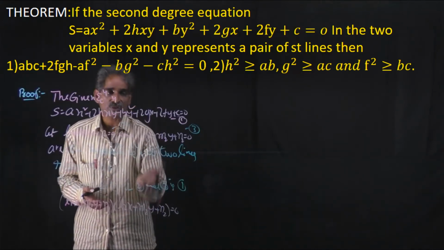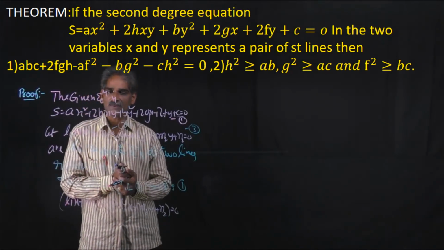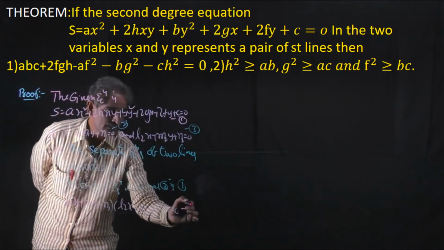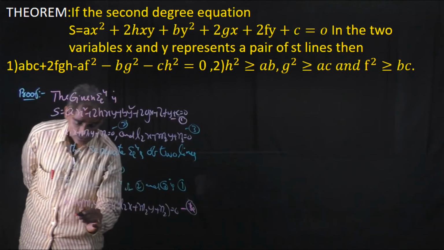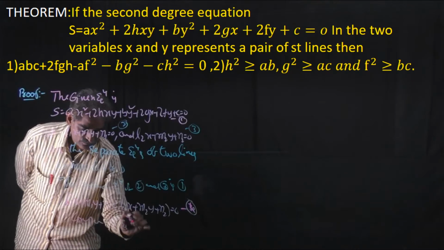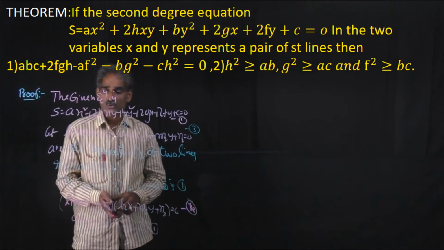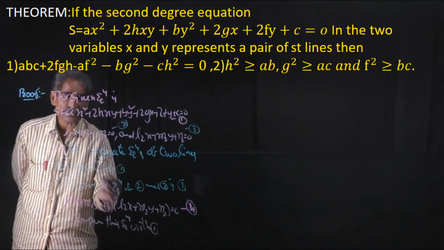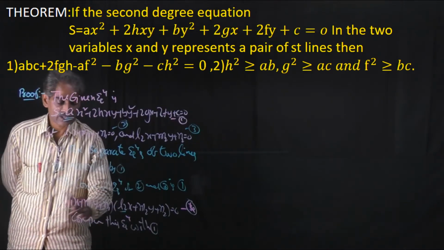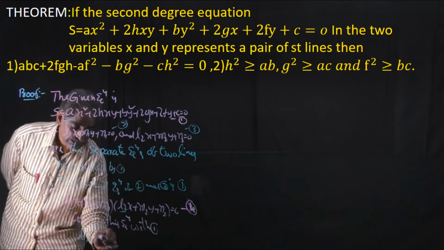Just now compare this equation with 1. Just compare the coefficients of the like powers, x square coefficient, x square coefficient like that. So now let us take this is equal to 4. Compare this equation with 1. Now tell me what is the coefficient of x square? Here the x square coefficient is a, here the x square coefficient is L1 L2. L1 L2 is equal to a.